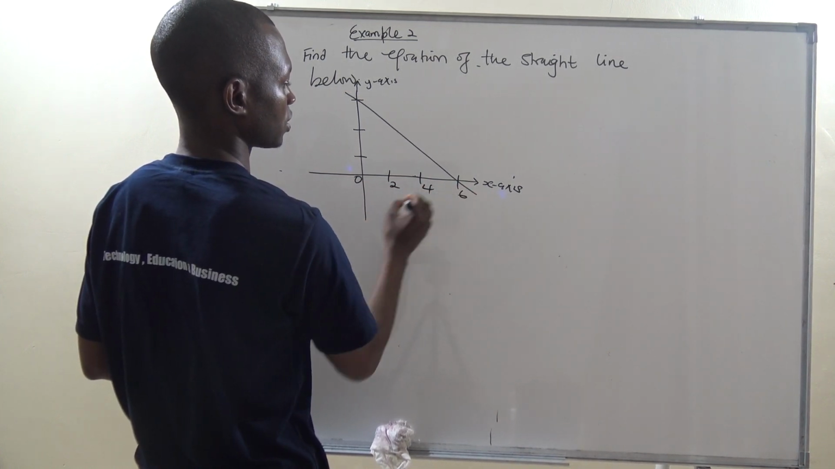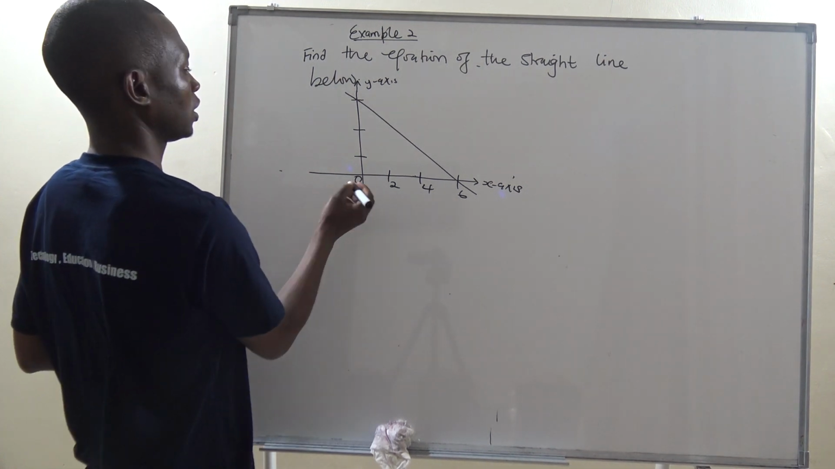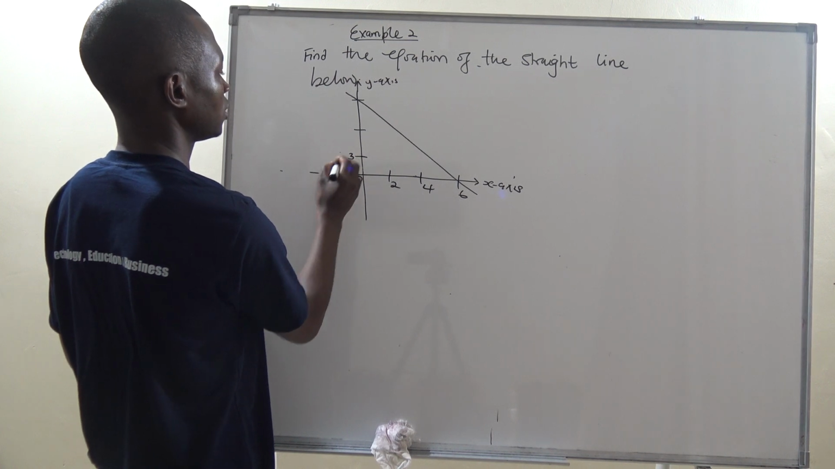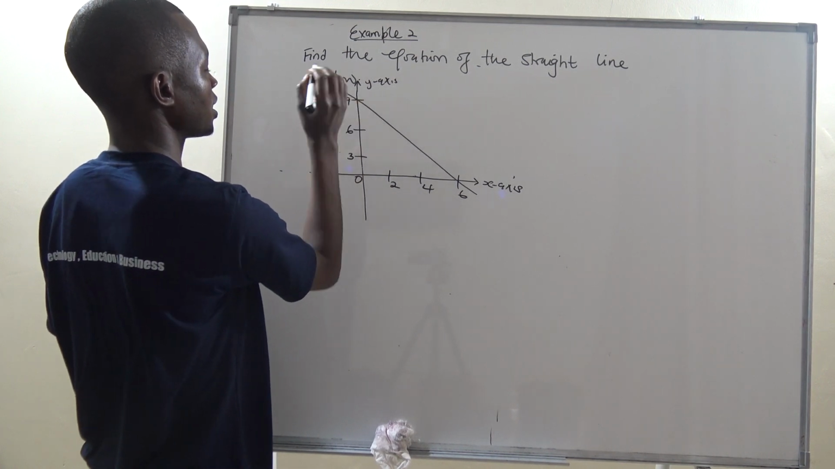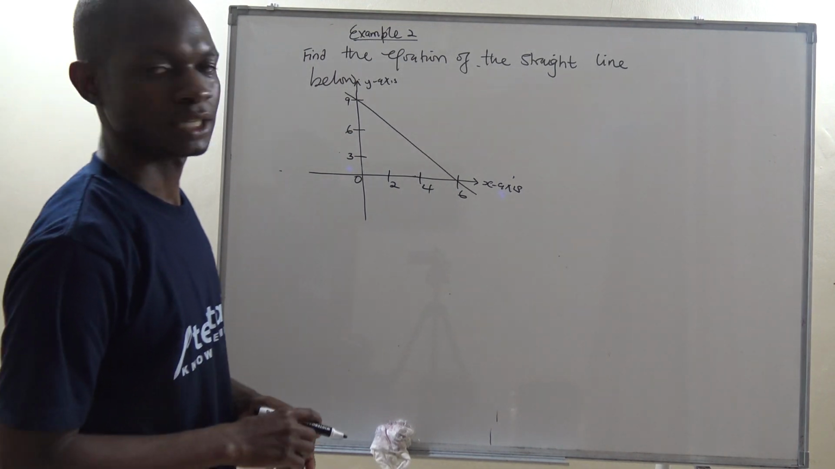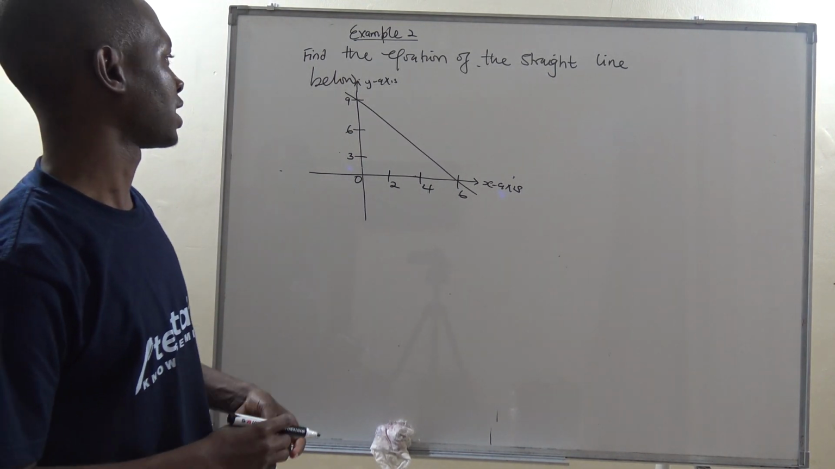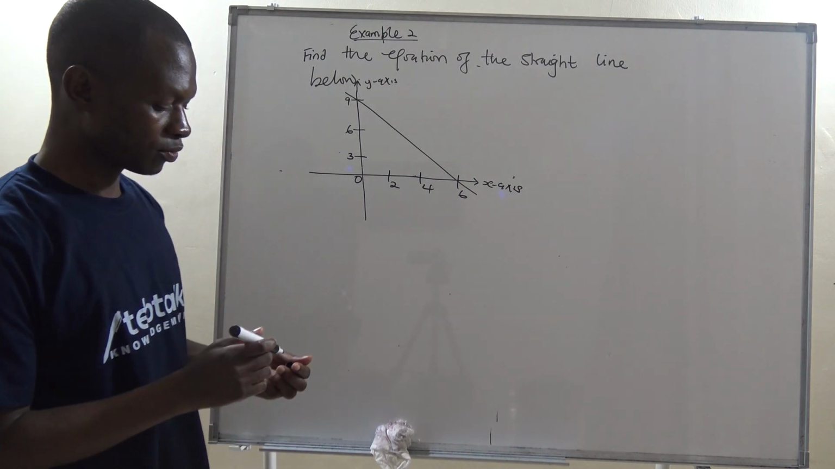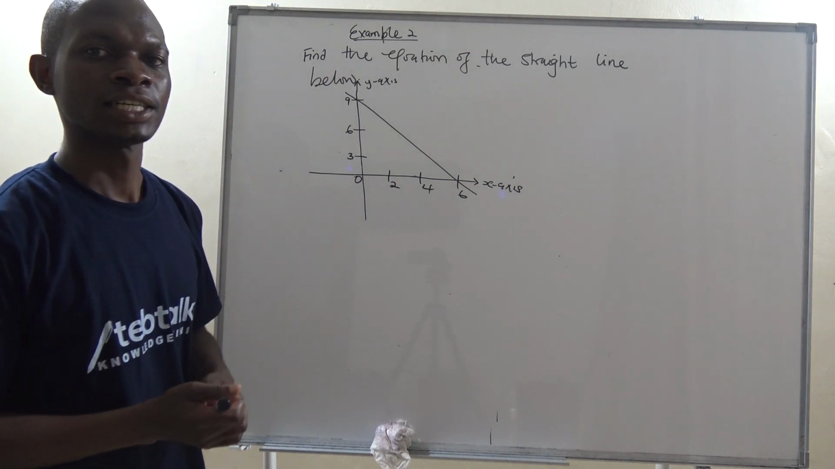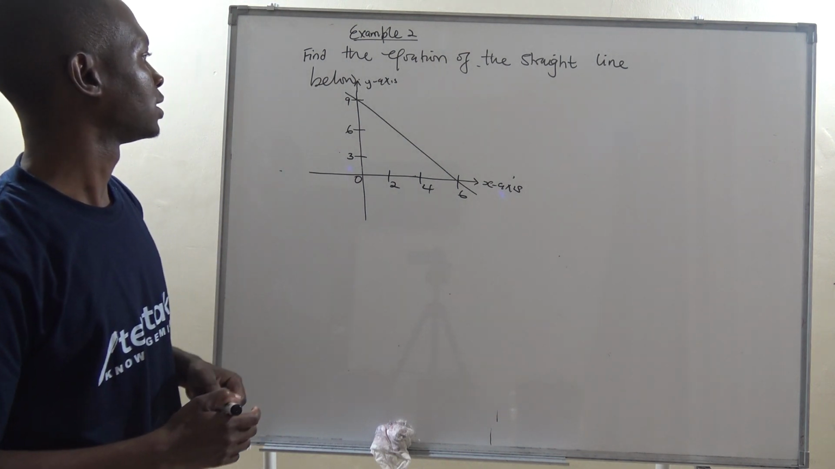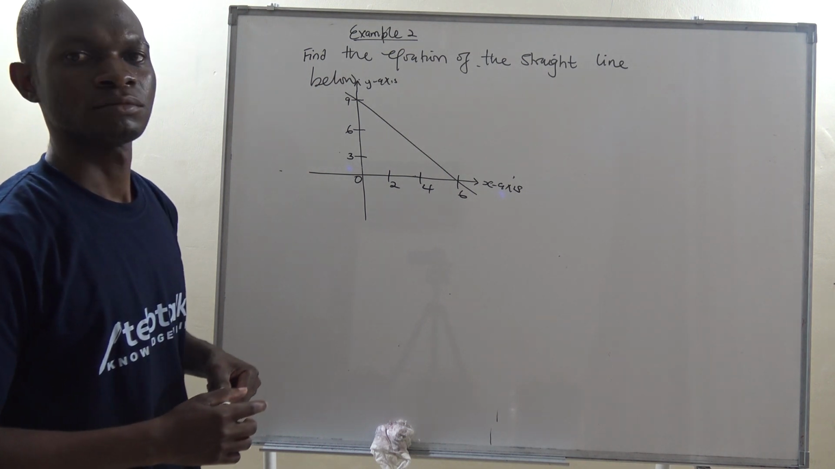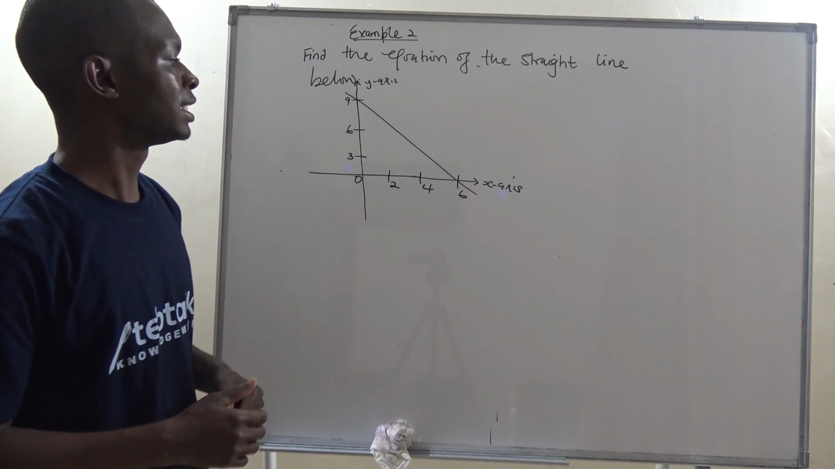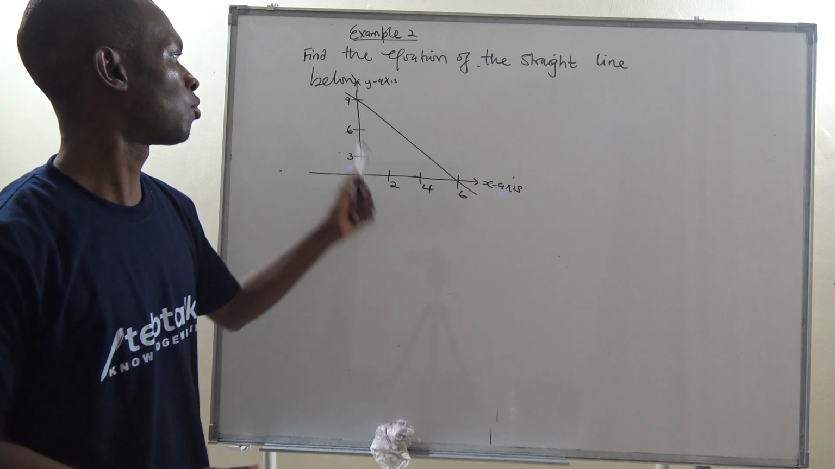2, 4, 6. And this one is 3, 6, 9. They want us to get the equation of this straight line. Before you do anything, you have to first identify the coordinates, where the line is cutting the x-axis and the y-axis.